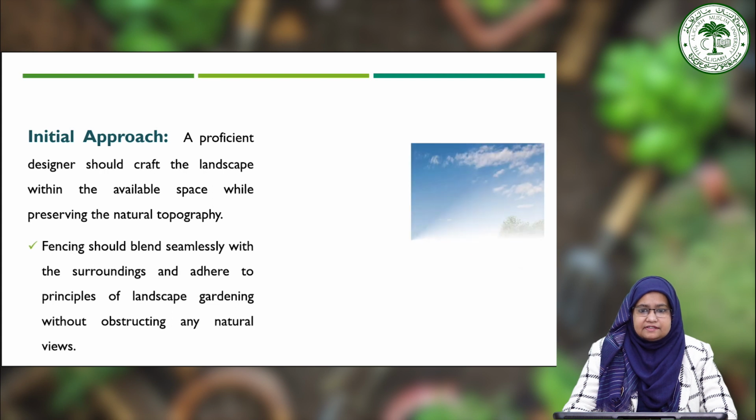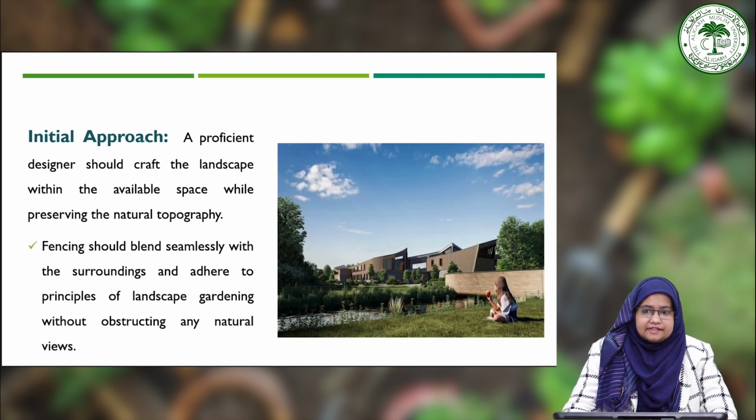The first is initial approach. A skilled designer should utilize the available space effectively, preserving the natural topography whenever possible. Fencing should blend seamlessly with the surroundings and adhere to principles of landscape gardening without obstructing any natural views. For instance, if there is natural forest scenery or a hillock outside the boundary, it should be thoughtfully incorporated into the garden design to seamlessly integrate with the overall landscape.